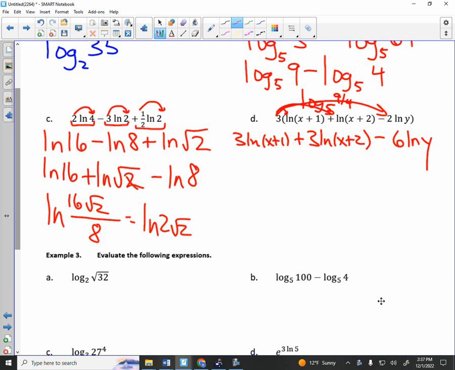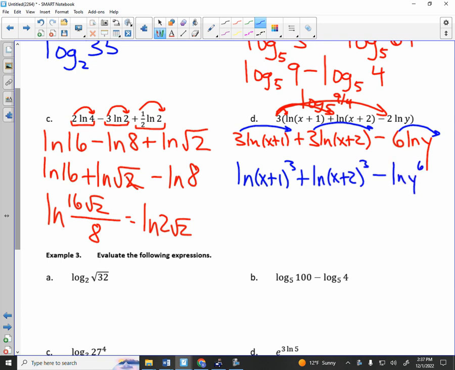Now that I see those constants out front, what can I do with those constants? Yeah, move them up to become exponents. And I get the natural log of x plus 1 cubed plus the natural log of x plus 2 cubed minus the natural log of y to the 6th.